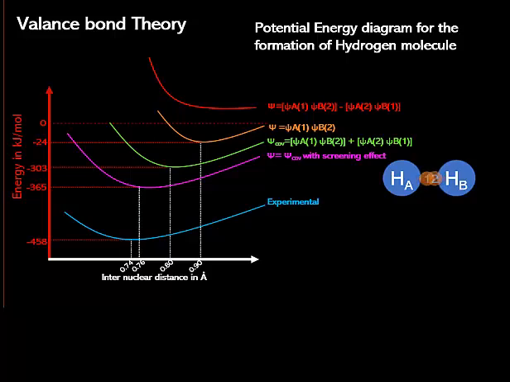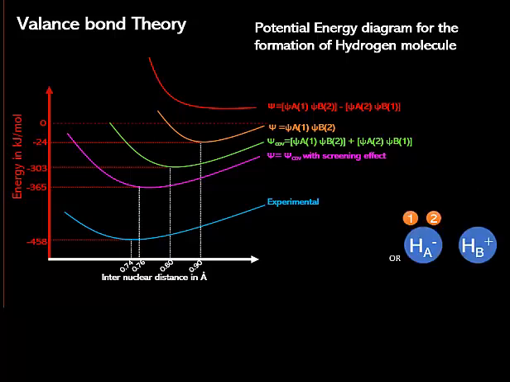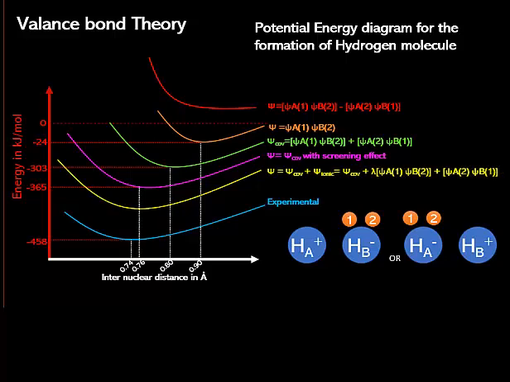The wave function can be further improvised by considering ionic character in the hydrogen bond. In the ionic structure, both the electrons can be associated with the HA nucleus or with the HB nucleus, giving us a new wave function which considers both covalent and ionic character. The ionic nature shows an increase in the force of attraction between the two hydrogen atoms. Here lambda is called the mixing coefficient or weighting factor and represents the magnitude of the contribution made by the ionic structures to the total wave function of hydrogen molecule. The value of bond energy is 388 kJ per mole, which is obtained at an internuclear distance of 0.75 Angstrom.